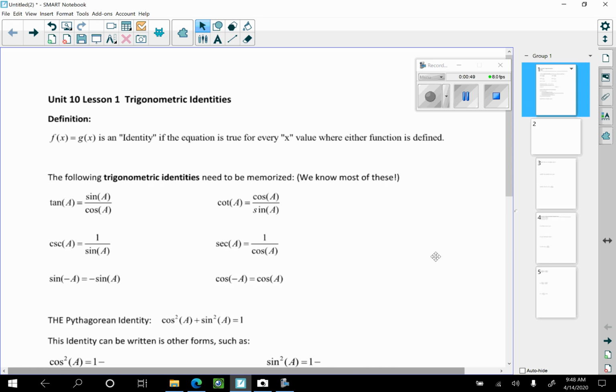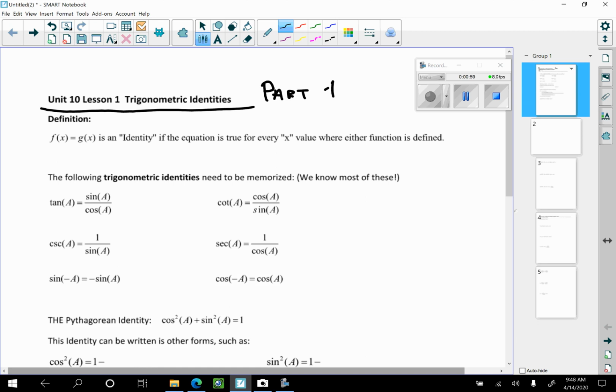And the first thing I would say, I'm going to present this lesson in two parts. This is going to be part 1. We're going to continue this lesson with another video. This can be kind of a tricky lesson, so it's nice that you have a video. You might have to watch the video a couple times to wrap your head around the content, what we're talking about. The first thing we need to understand is what is an identity.